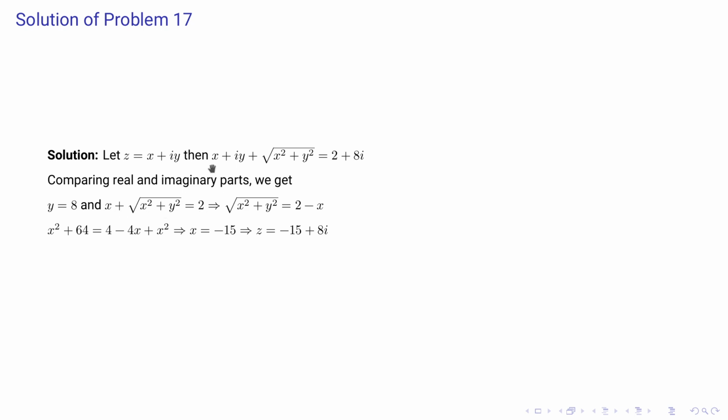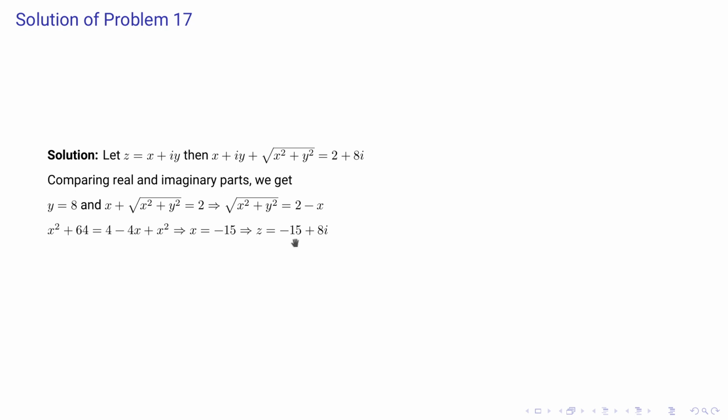We bring x to one side so that we can conveniently square it and we get x square plus y square, that is 64. This will become 64 is equal to 4 minus 4x plus x square. So x square will get cancelled. So 64 comes this side, becomes minus 60, and this goes that side, so x is equal to minus 15.